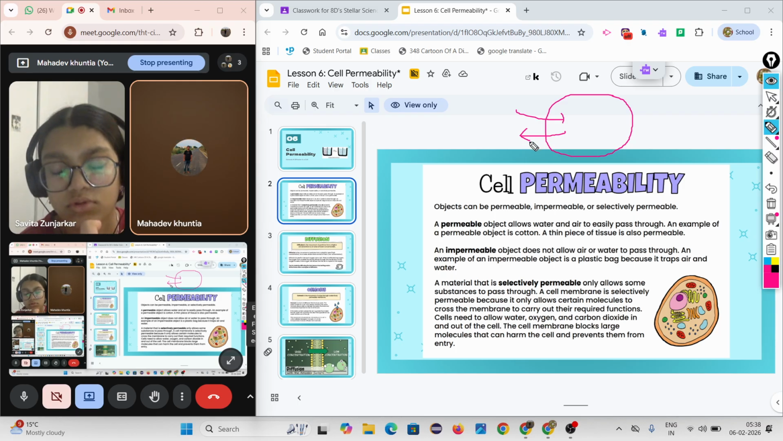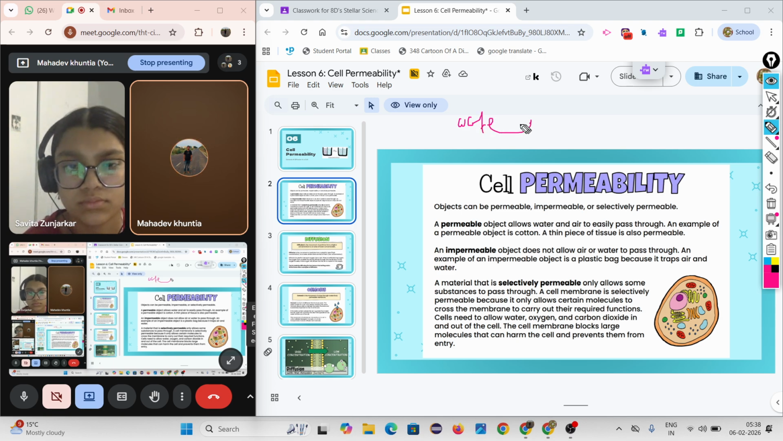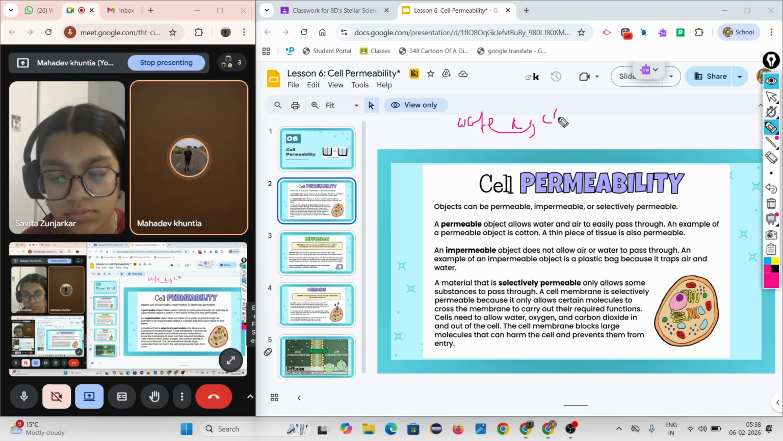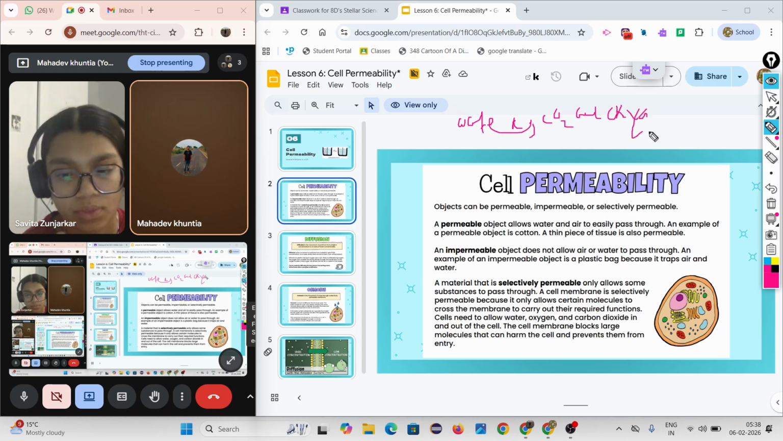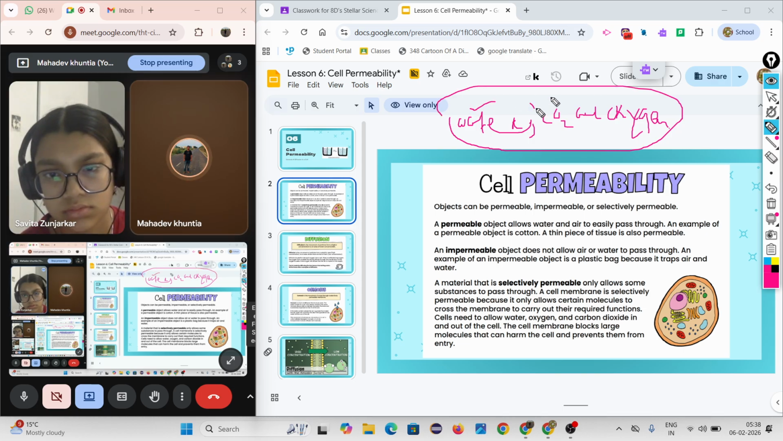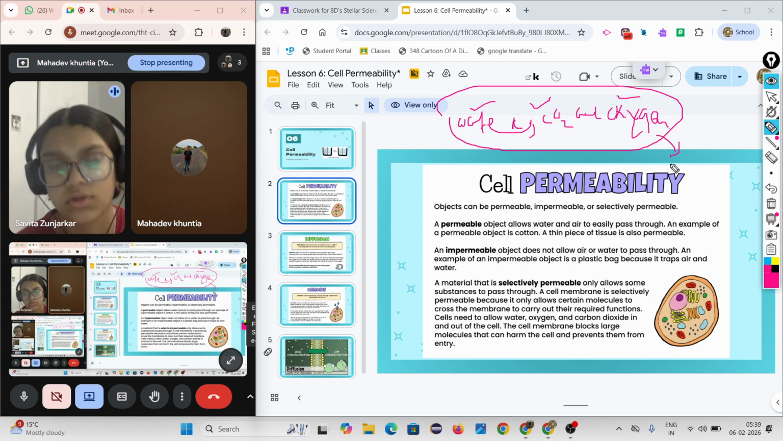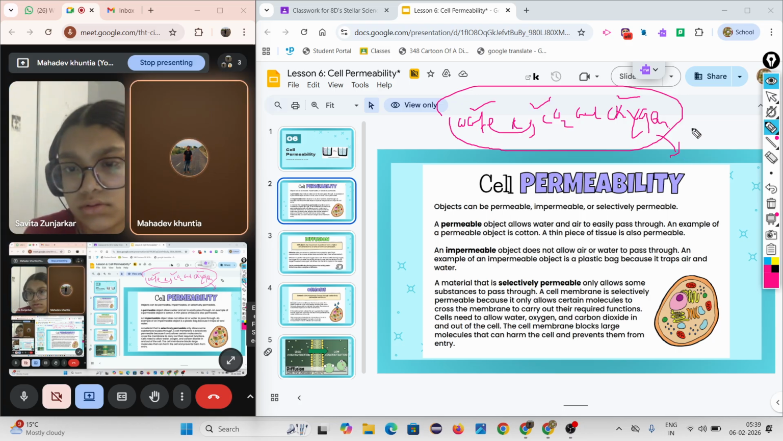The substances are water, then carbon dioxide and oxygen. Do you understand? Then tell me, why does the cell allow water, carbon dioxide, oxygen inside the cell? Why does it allow? Because it needs them to perform various required functions.